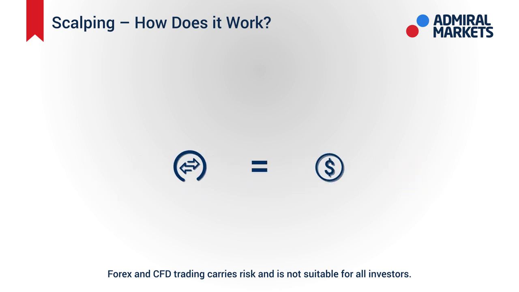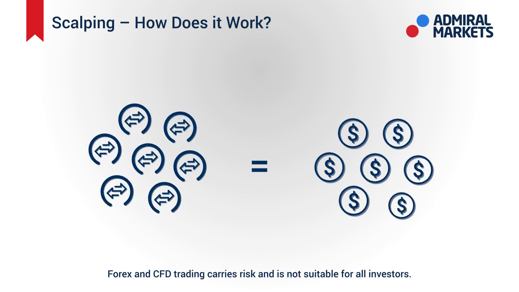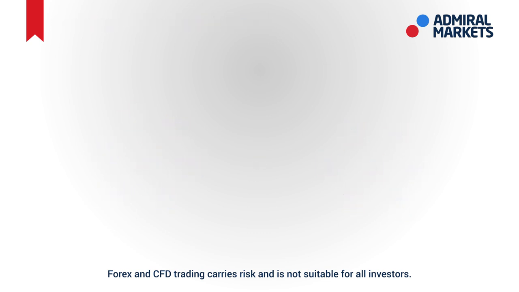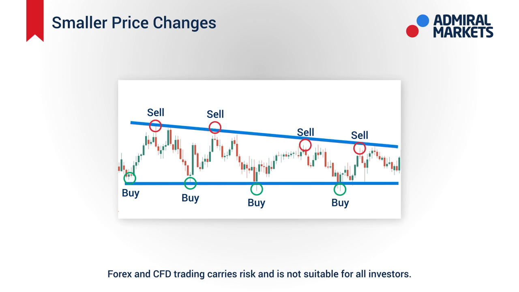The profits per trade are small as compared to other styles of Forex trading, so traders have to trade a huge number of times in order to accumulate a significant profit percentage. Smaller price changes. Scalpers target these small changes over and over again to try to accumulate small profits. If a market is range-bound, scalpers will look to trade off support and resistance levels many times in the day for just a few pips per trade.